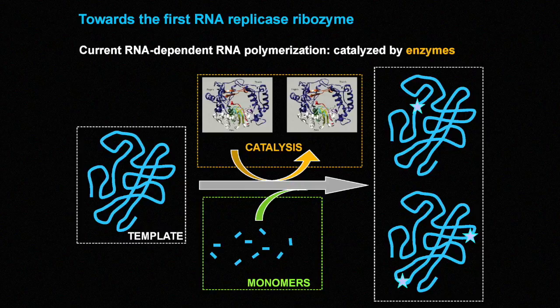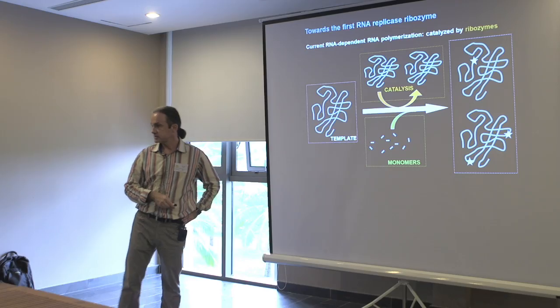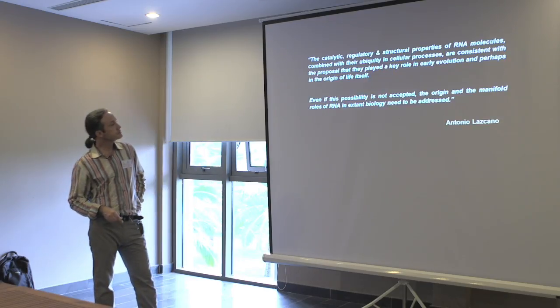Exactly the same, but a ribozyme with the same sequence as the template would produce two copies of the template, and the catalyst will be unaffected. So there are groups trying to get this molecule that can act simultaneously as catalyst and template. This is a key issue.